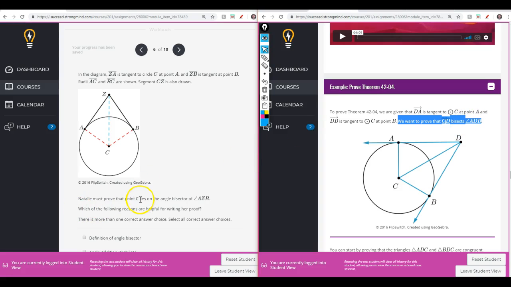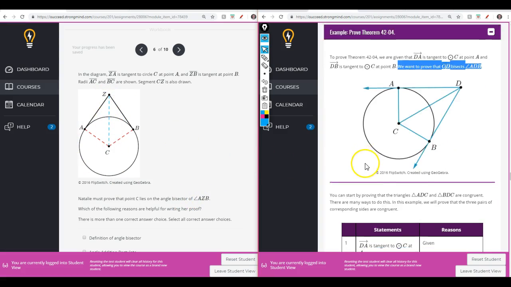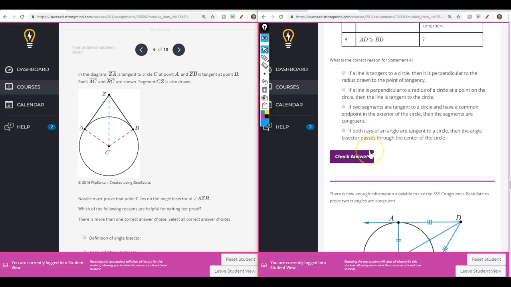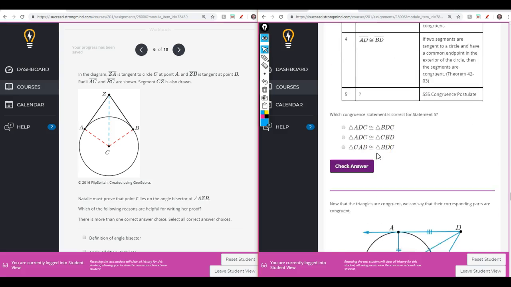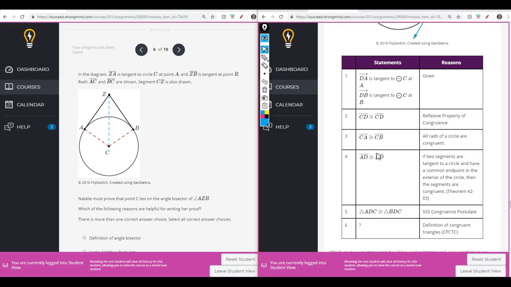So this is very similar in drawing and in what we want to prove, because it's wanting to prove that point C lies on the angle bisector of angle AZB, which would be segment CZ. So this is very, very similar, and again I'm just going to scroll to the bottom.